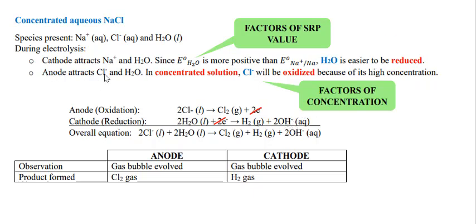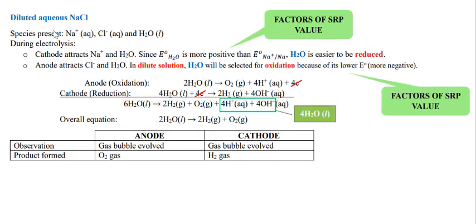At the anode, chloride ion and water are attracted to the anode. In the concentrated solution, chloride ion will be oxidized because of its high concentration, even though the E value of water at the anode is more negative than chloride. But in dilute aqueous sodium chloride, at the anode, water will be selected for oxidation because it has the more negative E value. So at the anode and cathode, water will be oxidized and reduced in the dilute aqueous solution of sodium chloride.